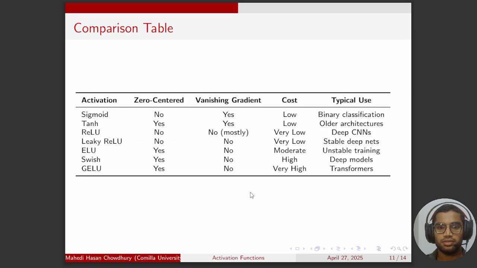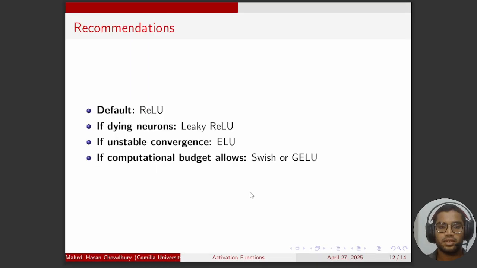In summary, sigmoid and tanh are outdated for deep networks due to vanishing gradients. ReLU remains the standard baseline for simplicity and speed. Leaky ReLU and ELU provide slight improvements in this case. Swish and GELU, while costlier, yield better performance in very deep models and modern architectures. In case of practical recommendations, for shallow to moderately deep models, ReLU is sufficient. For advanced models like transformers or very deep CNNs, GELU or swish is preferred despite the computational overhead.